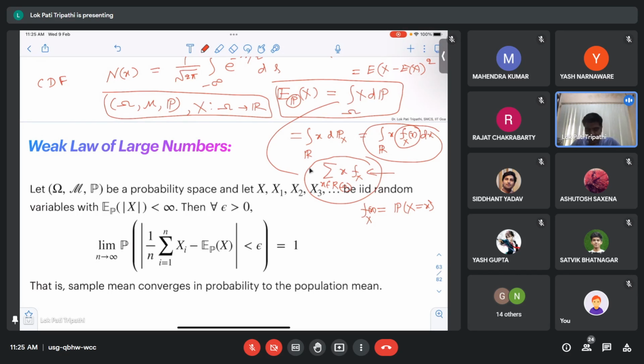So it was just a quick revision of the definition of expectation and of course variance.